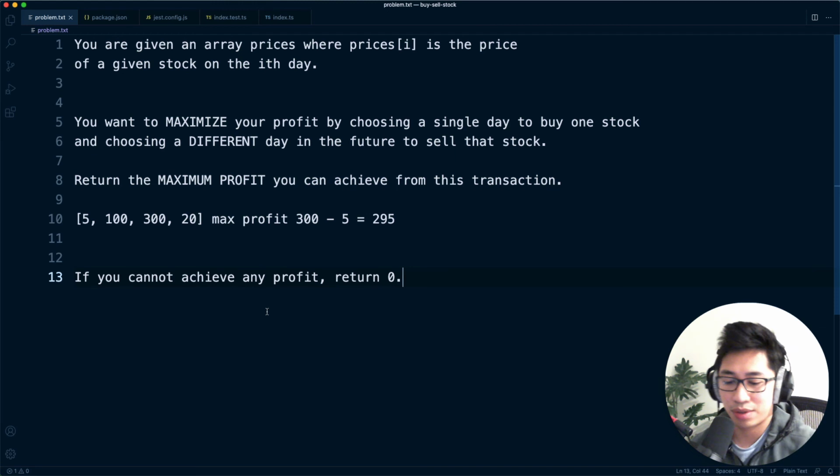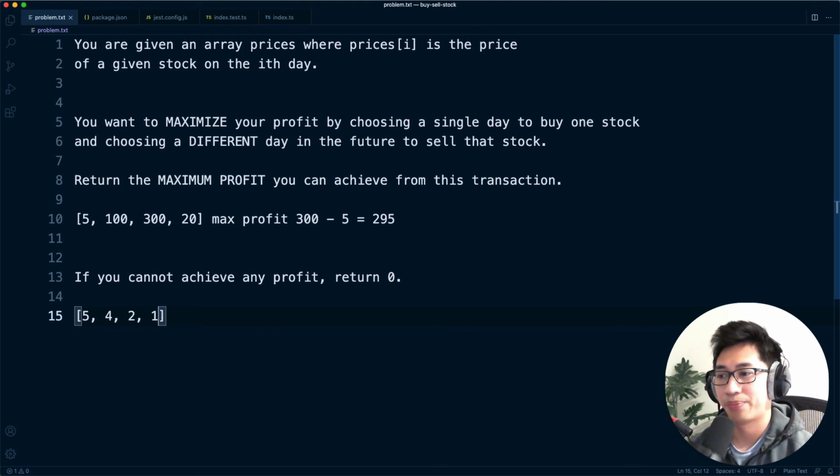Now there's also another case where what if you can't achieve any profit at all? Like for example, what if the price was just going down, right? Like maybe you bought at the peak and then it just goes down from there. In that case, we need to return a zero. So that's the buy and sell stock problem.